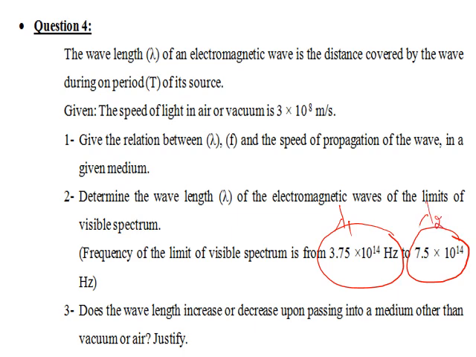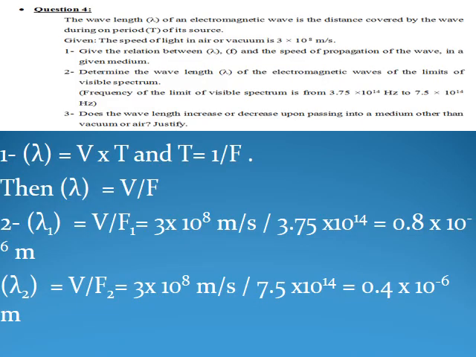Let's say, does the wavelength increase or decrease? Let's see. So lambda is equal to v times T, and all of you know that T is equal to 1 over f, so it's v times 1 over f, so it's v over f, the same as c over f. Lambda 1 is equal to c over f1, it's equal to 3 times 10 to the power 8 meter per second over 3.75 times 10 to the power 14, which gives 0.8 times 10 to the power minus 6 meter.